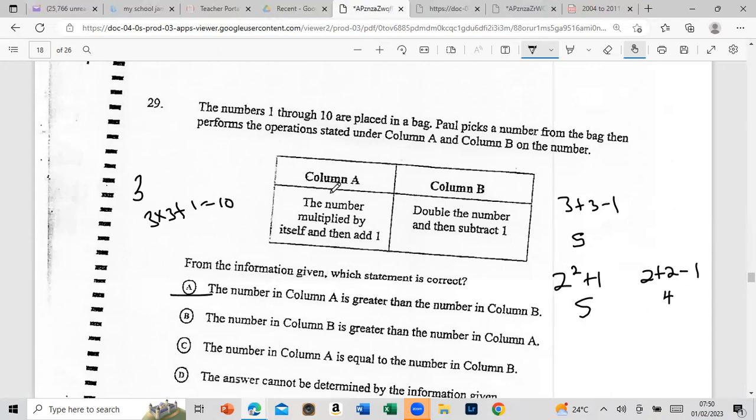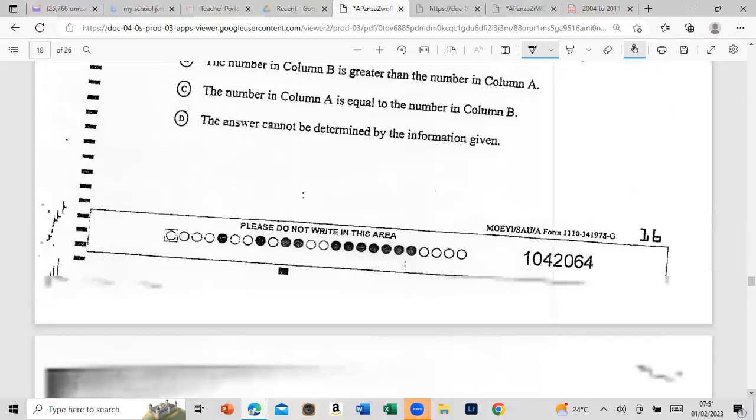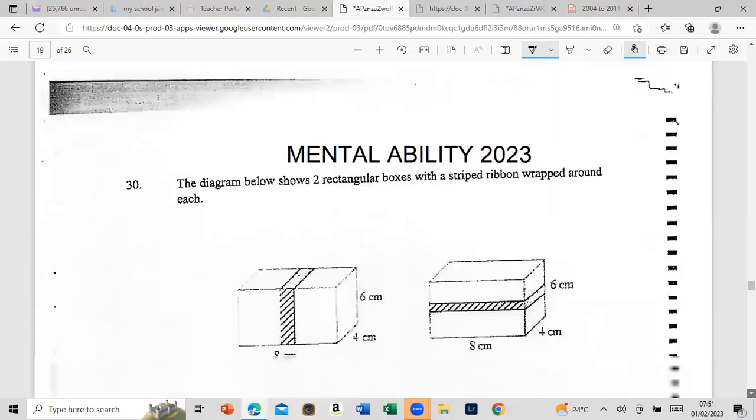Not necessarily, you know. What if it was one? Let us say the person chooses one. I don't think they thought about this question. Multiply one by one. Then add it to itself. That will give you two. Add one to one, you get two. You have minus one. So, yeah, this one is true. The number will always be greater in column A. Guys, you have to do a little trial and error and test it, alright?